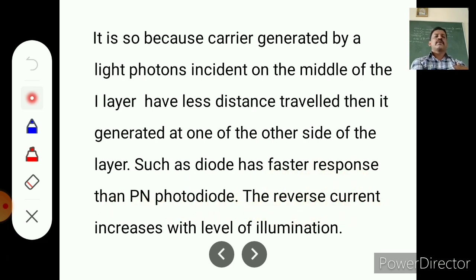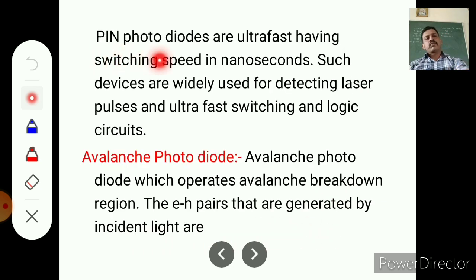The reverse current increases with the level of illumination. PIN photodiodes are ultra fast, having switching speed in nanoseconds. Such devices are widely used for detecting laser pulses, ultra fast switching and logic circuits. So these are the different applications where we use the PIN photodiode. It is faster than the simple photodiode, meaning within a nanosecond the circuit can be switched off or on.